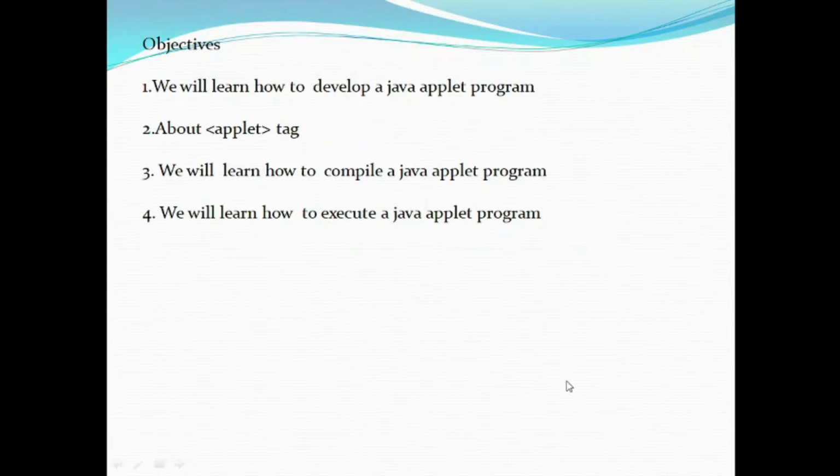The main objectives of this class are: we will learn how to develop a Java applet program, and we will learn about the applet tag, which is used to embed an applet program into our web page. We will learn how to compile a Java applet program, and finally we will execute the Java applet program. These are the main objectives of this class.